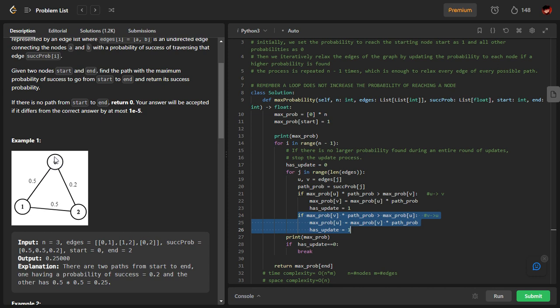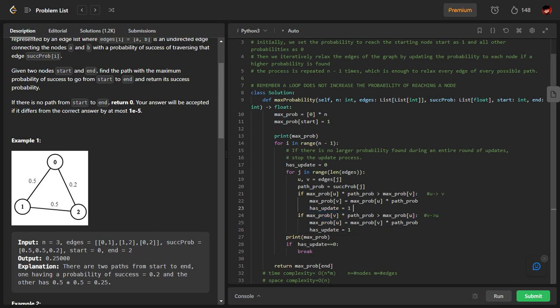See, suppose the probability of node 0 is 1, right? So 1 into 0.5 will become 0.5 initially. Now, if you talk about the reverse, that is 0.5 into 0.5, it will become 0.25. But it is already 1, so it won't change. That is the basic idea.